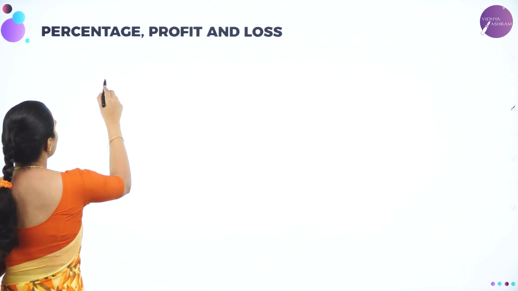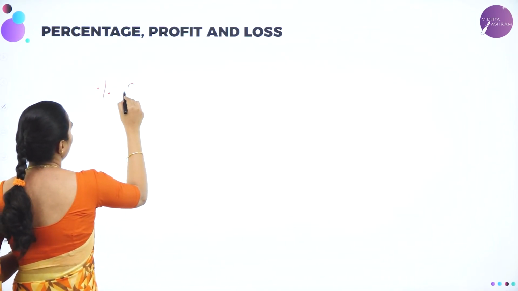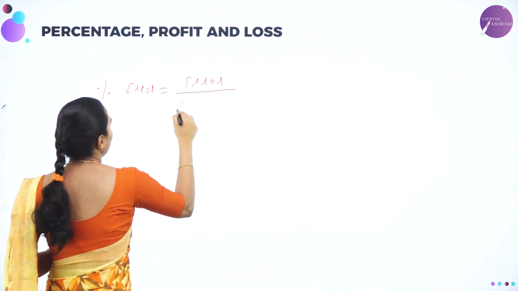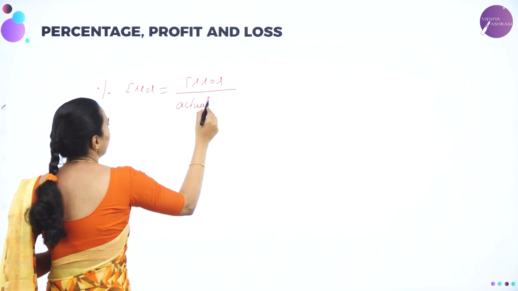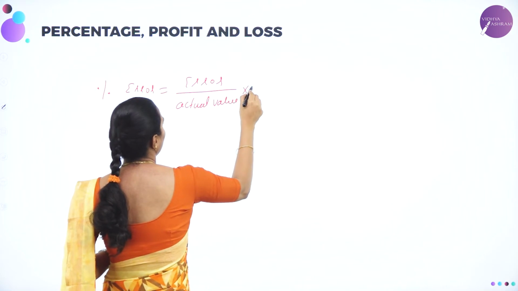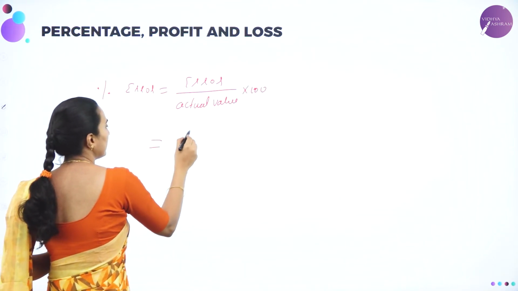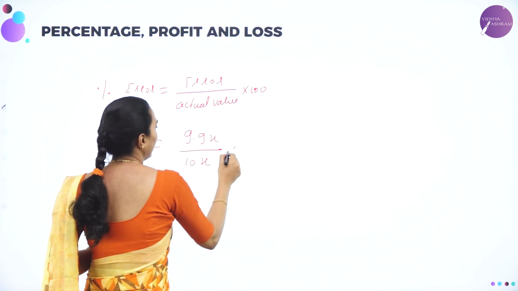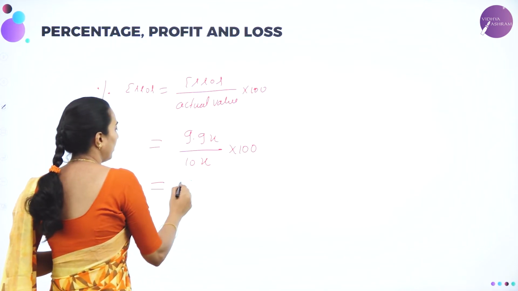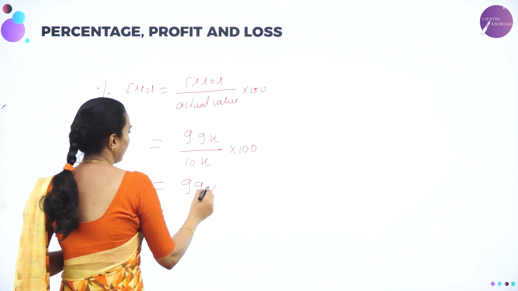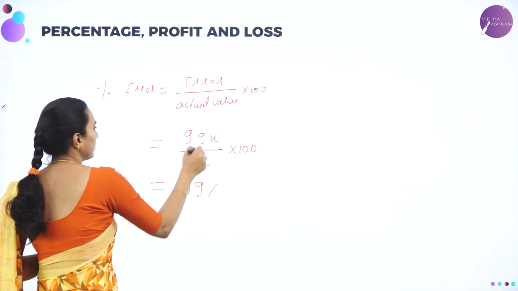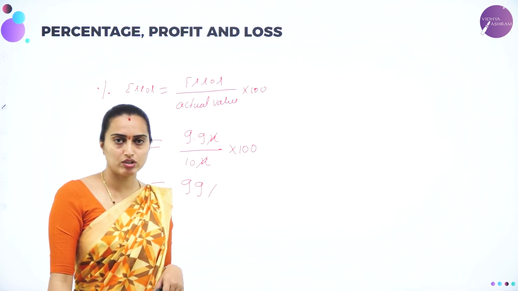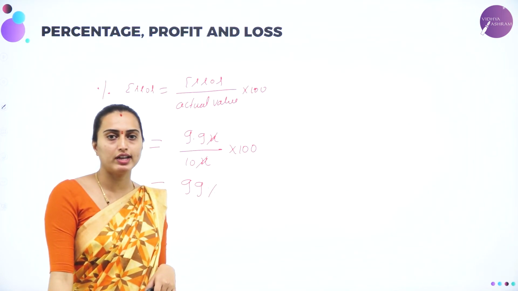So therefore, percentage error will be equal to error divided by actual value into 100. Error is 9.9x, actual value was 10x, into 100. So you are going to have 99%. Okay. That's it. x will get cancelled. You are going to have 99% was the error. Understood? I hope you understood this problem. We'll move on to the next one, dears.